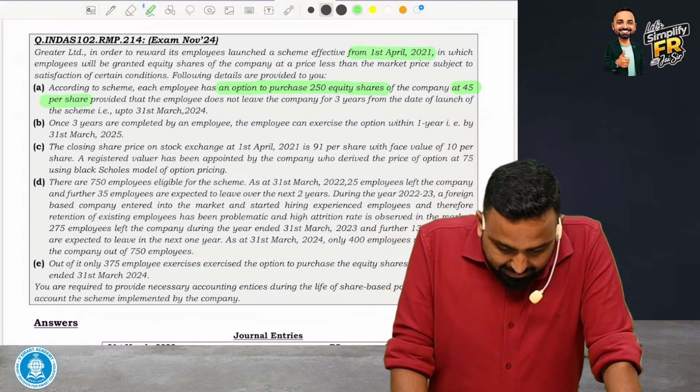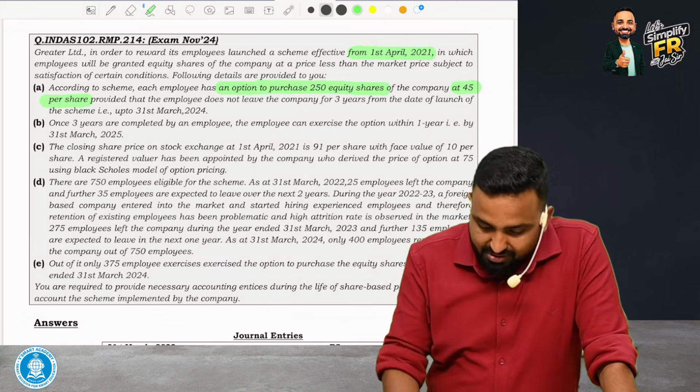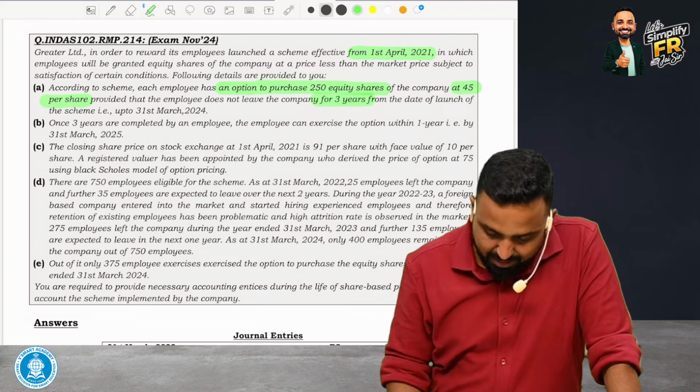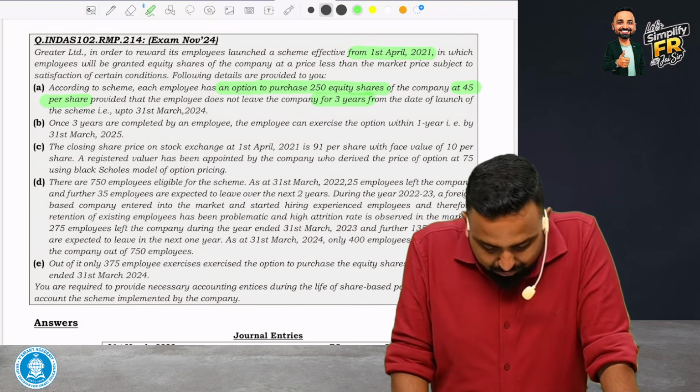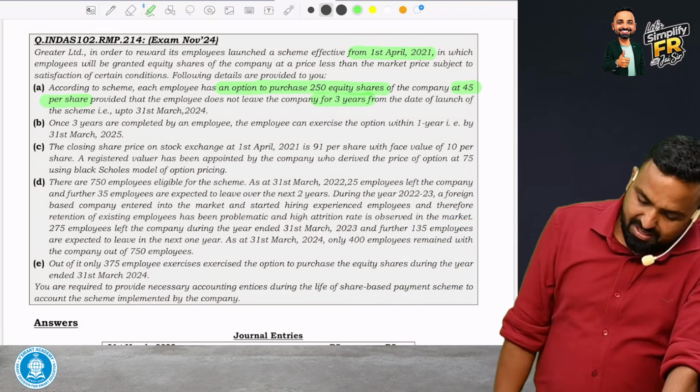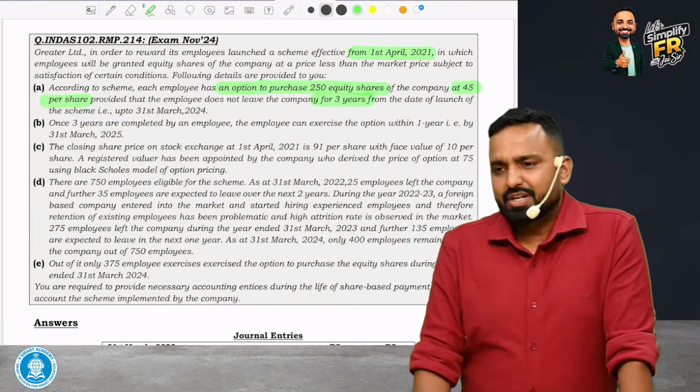Provided that the employee does not leave the company for, what is this? Vesting period. From the date of the launch of the scheme, that is up to 31st March 24. Once 3 years are completed, the employee can exercise the option within 1 year. What is this within 1 year?